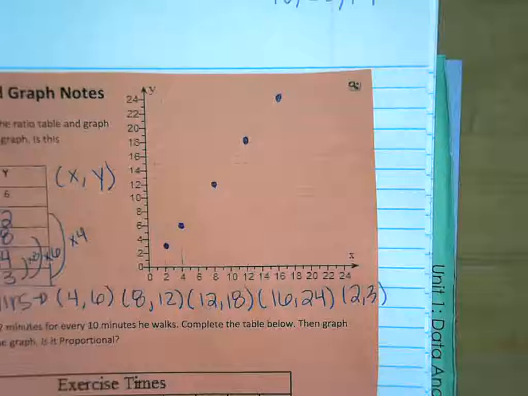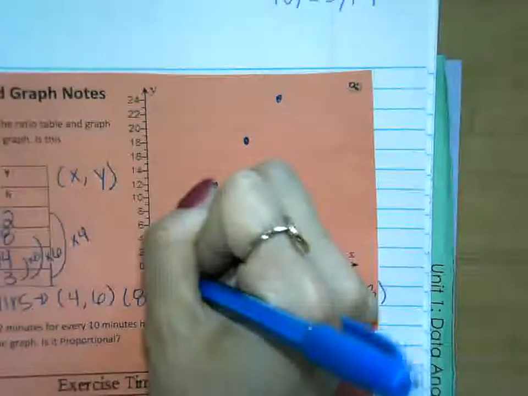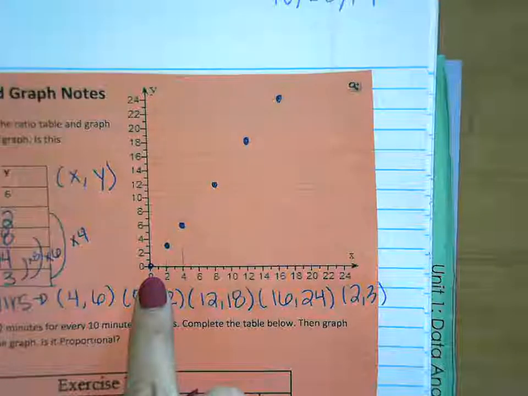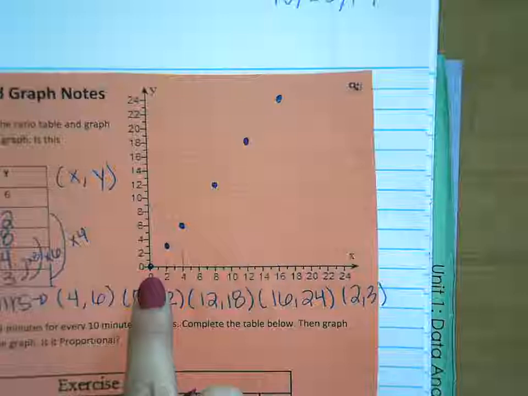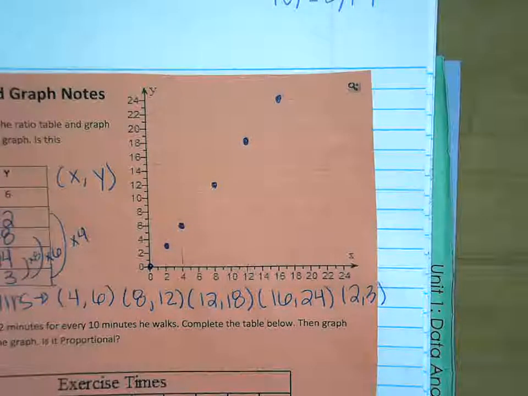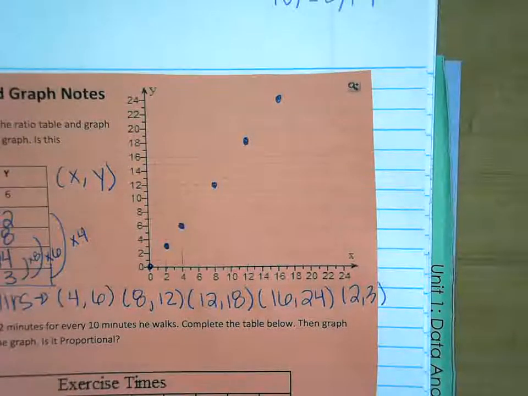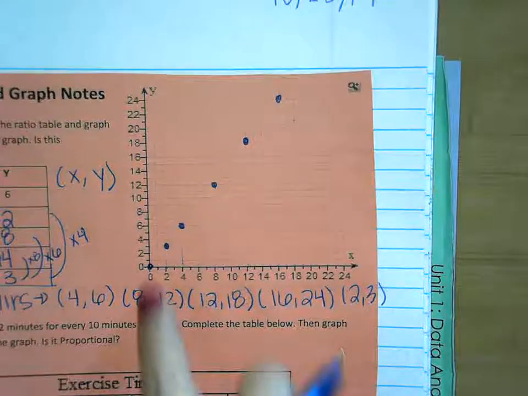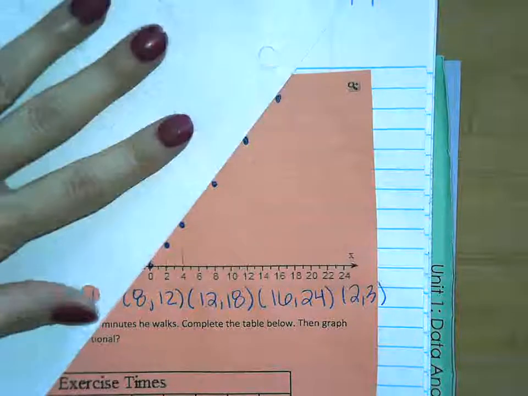Last point I want you guys to put is this point right here at 0, 0. That's what we call the origin. That point 0, 0 is always a part of your ratio table, okay? Because it's kind of the starting point. So then what you're going to do, do you see how we have all these dots? We're going to connect them now.